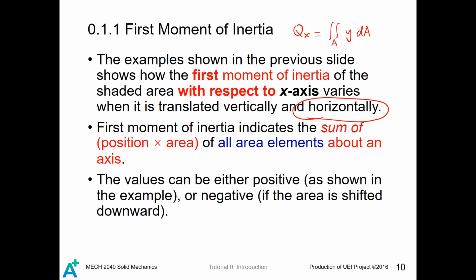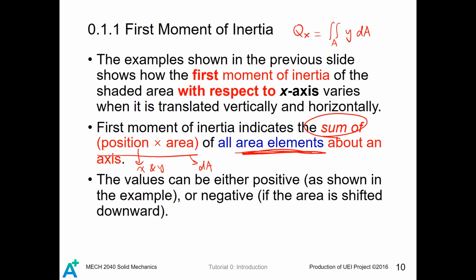If we explain the first moment of inertia in words, it is the sum of position times area. Position here means x or y, and area is the area of the area element dA, and what we just did is to sum up all those x dA or y dA to be the element of the first moment of inertia.